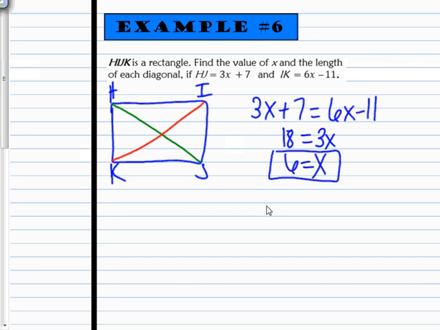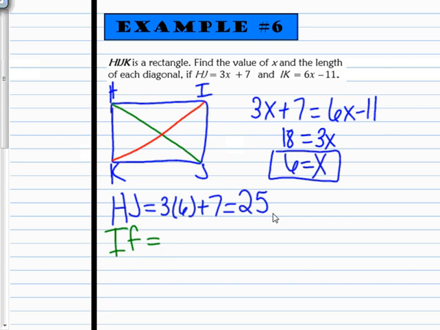But now we have to plug 6 in. So HJ equals 3 times 6 plus 7. What is 3 times 6? 18. 18 plus 7? 25. So HJ equals 25. And if we've done this correctly, IK should also be 25, because the diagonals are congruent. So 6 times 6 minus 11. What's 6 times 6? 36. 36 minus 11? 25. So are the diagonals congruent? Yes, they are. We have proved it correctly.